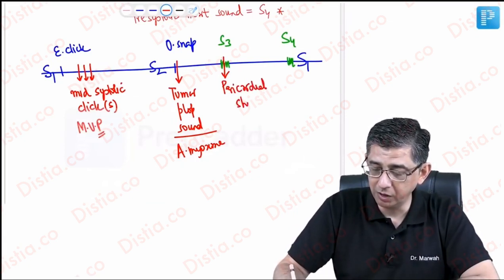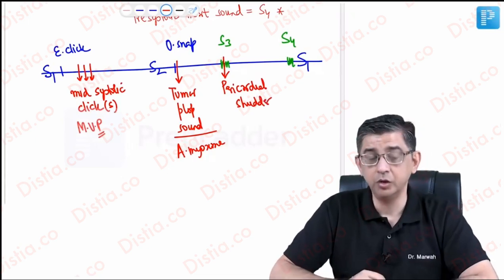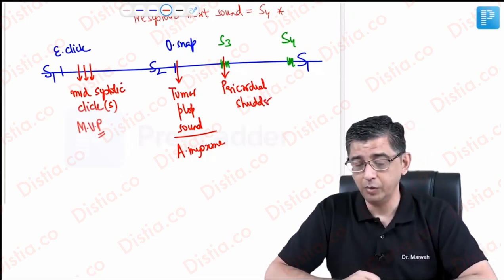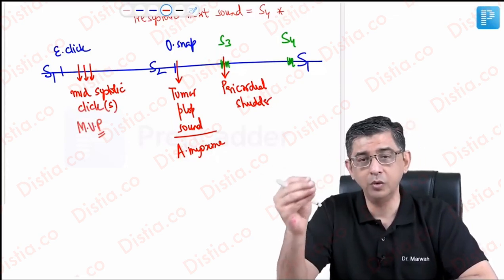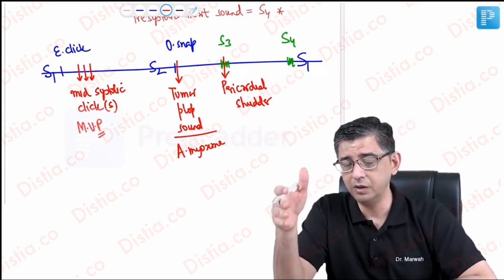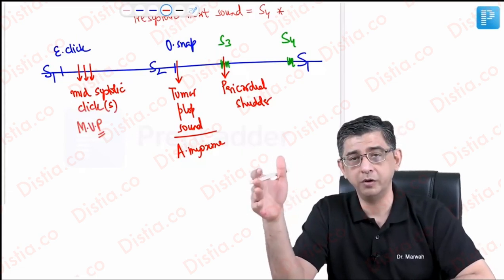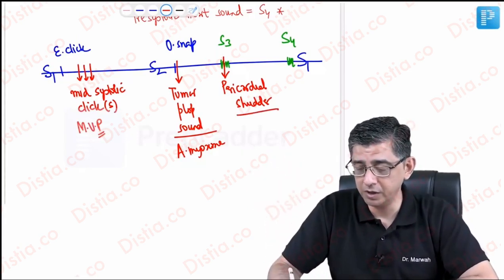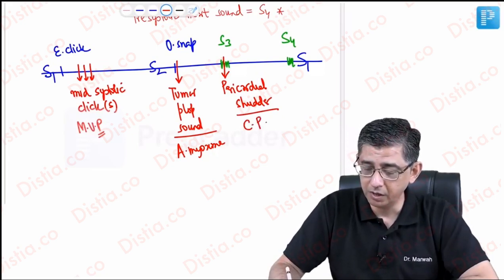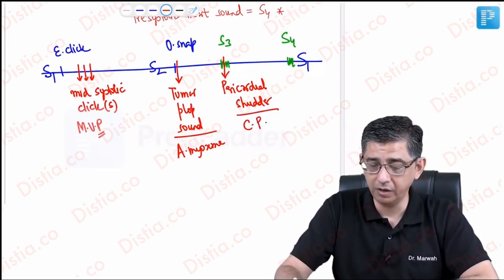But clinically speaking, if he asks how would you differentiate the two, then it is very straightforward, because S3 is a low pitch heart sound. Remember, I told you low pitch heart sounds are only going to be three. That's going to be the third heart sound, fourth heart sound, and a tumor plop heart sound. So pericardial shudder and S3 can definitely be differentiated. This would be a finding of, I've used a short form, constrictive pericarditis.